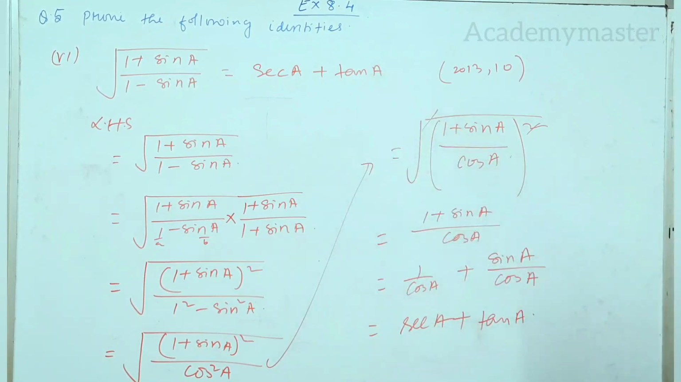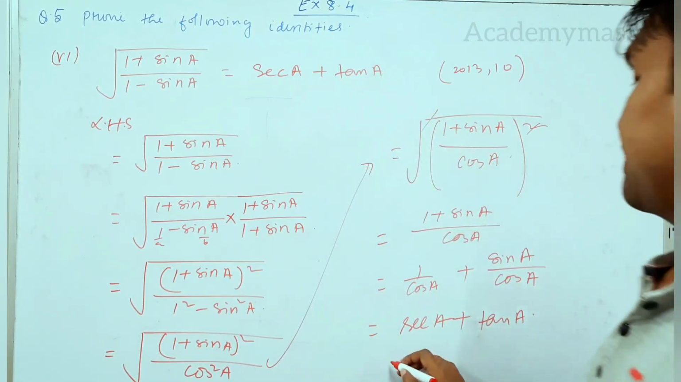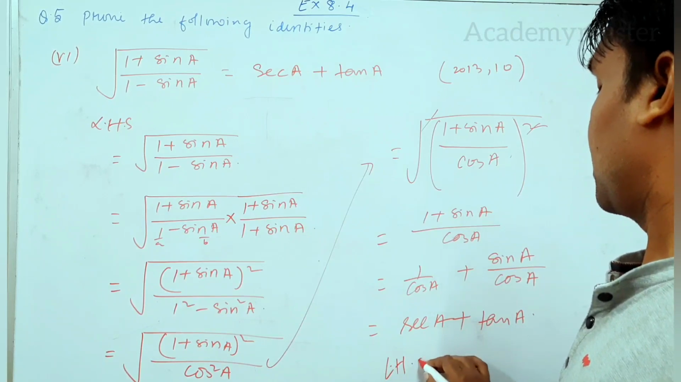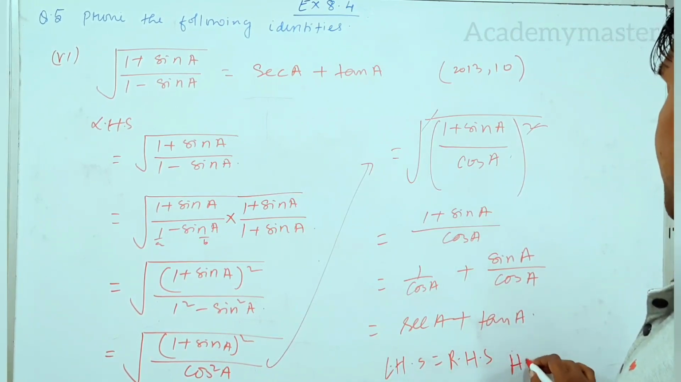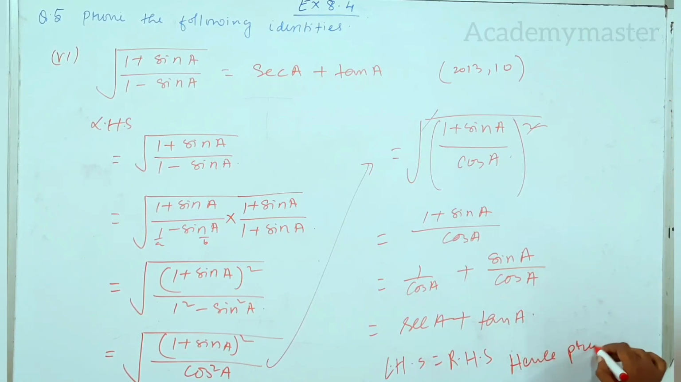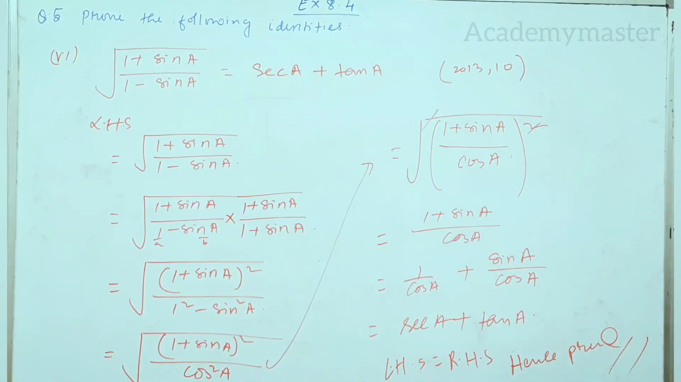So this is what they are asking us to prove, right? So we'll write here LHS equals RHS, hence proved. Got it? So it is very simple.